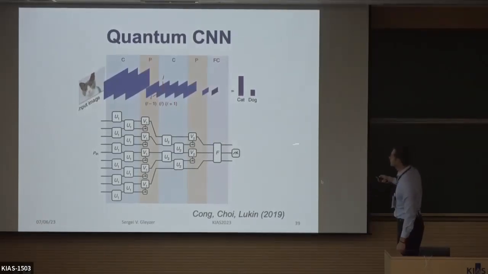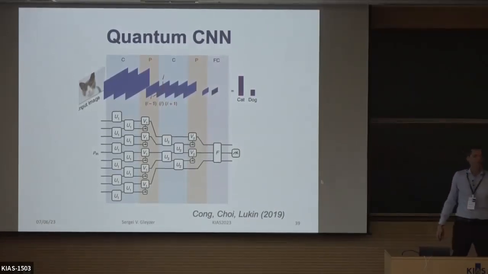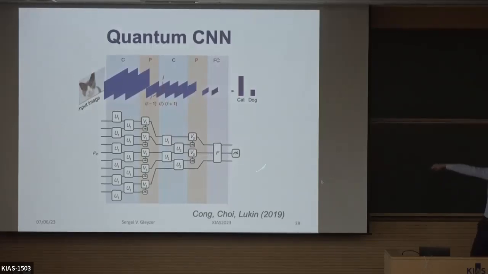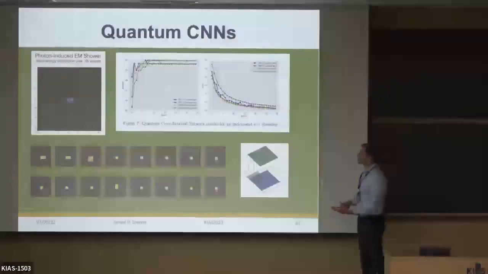And then the rest of it works as usual. You bring it back, you optimize, you do gradient descent, all these tricks as before. But you perform this part in your quantum circuit. That's the basic idea. So here's an example.